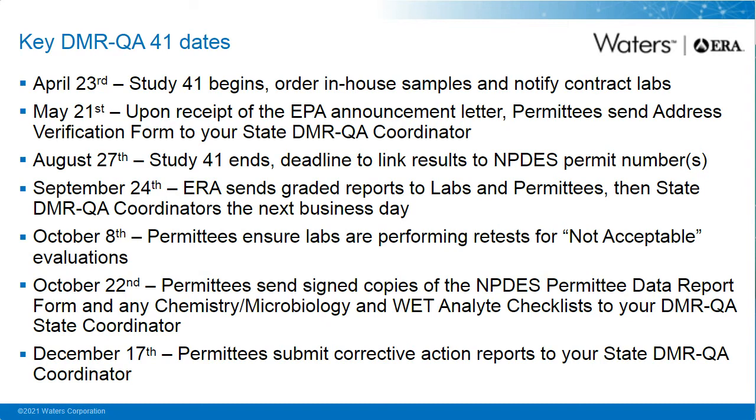Permittees, you need to send signed copies of the NPDES Permittee data report form and the analyte checklists to your state coordinator by October 22nd. ERA includes a copy of the forms and checklists in the graded reports we'll send to permittees, so you can send those or the ones from the announcement letter. And lastly, December 17th, that's the deadline to submit corrective action reports to your state coordinator, along with graded results for retests performed by your in-house lab or contract labs.